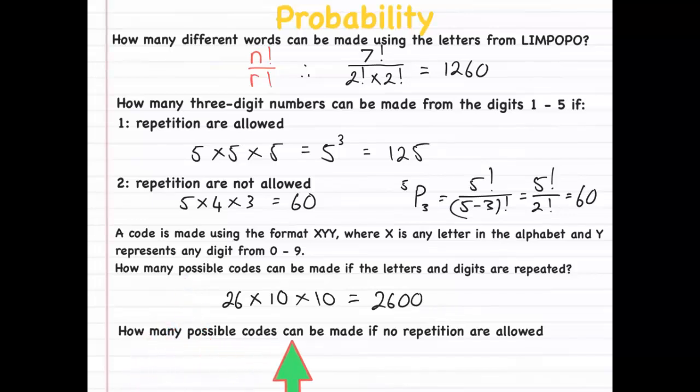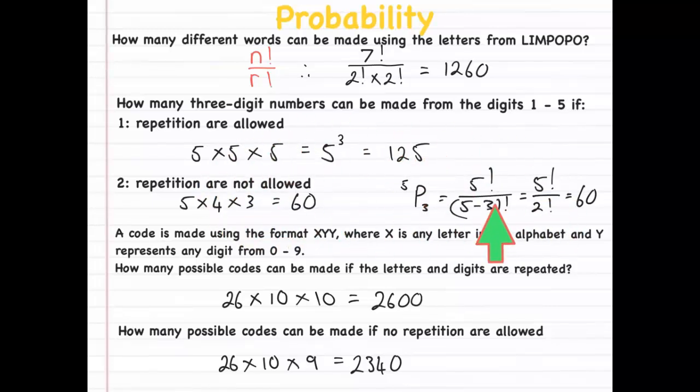Now, how many possible codes can be made if no repetition is allowed? We're not allowed to repeat digits. So again, for the X, there's 26 different alphabet letters. We multiply with 10 digits for the first Y, but now we chose 1 digit already. So for the second Y, there's only 9 digits, and this will equal 2,340, and that's it.